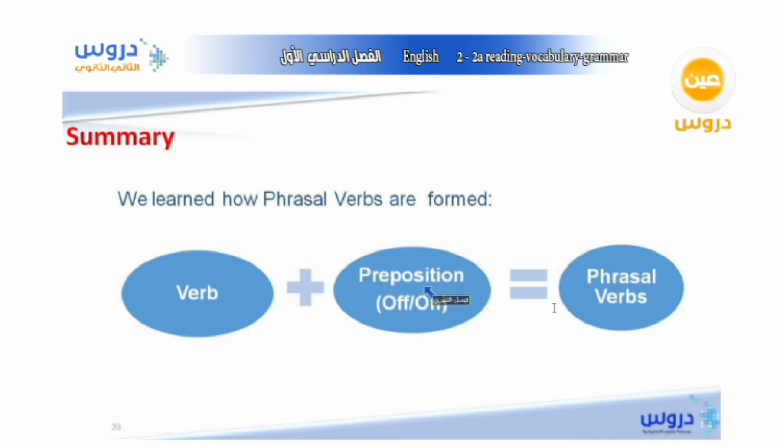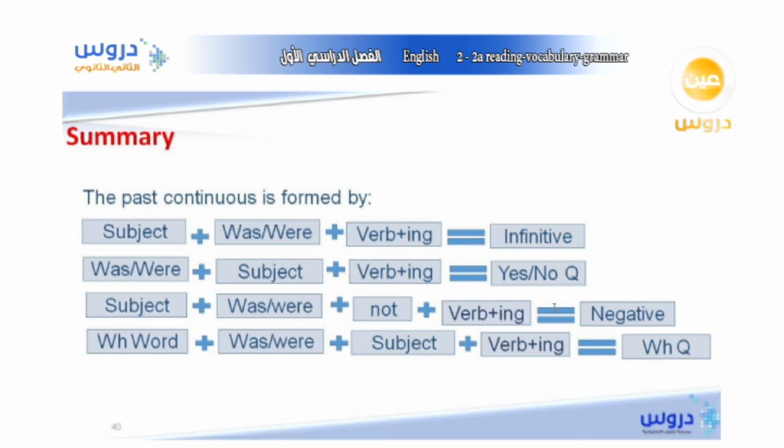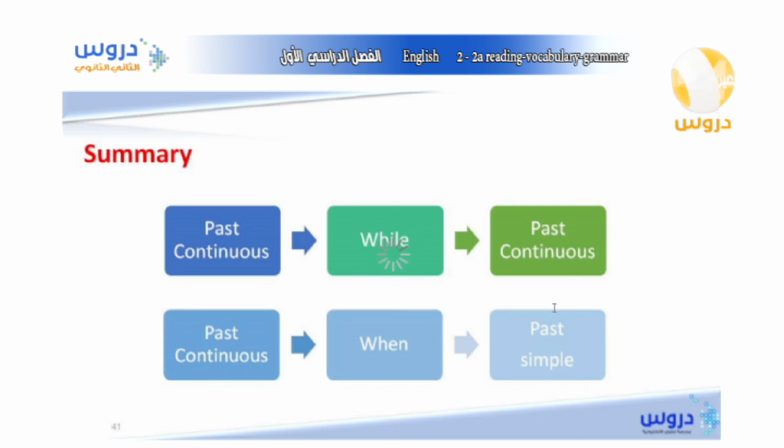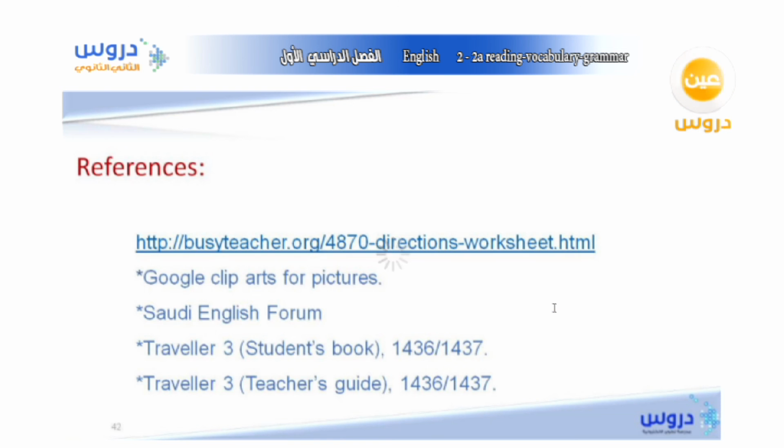If we have a verb plus a preposition like on, we call it a phrasal verb, like sit down, take off, stand up. Okay? Here we go with the summary. Also, this is regarding past continuous.